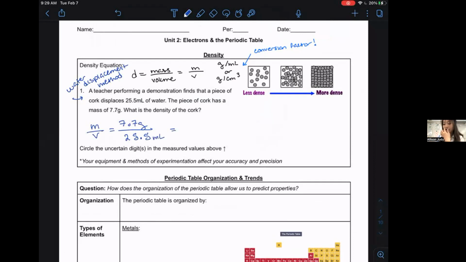And what do you guys get for the value itself? Who did the math? No one did? Put this in the calculator. Not a single human. 0.30 grams per milliliter. What is the uncertain digit? As far as precision goes, the uncertain digit is always, for a measured or calculated value, it's always the what?